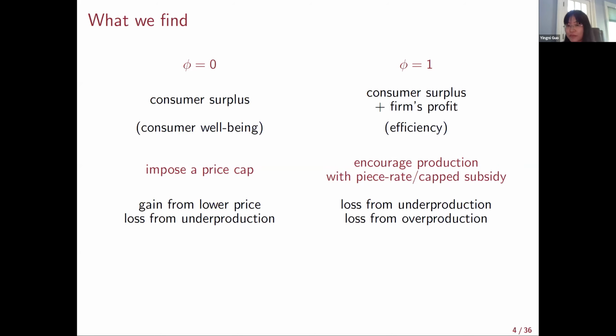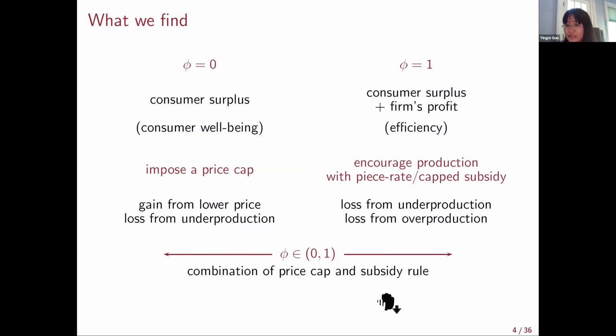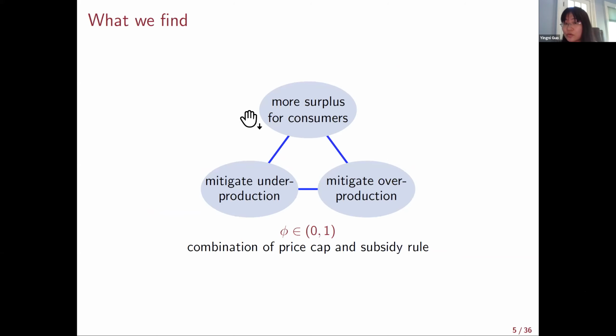Now, for everything in between, the optimal policy is a combination of the price cap, the piece rate subsidy, and a cap on the total subsidy the regulator is willing to offer. So this optimal policy would balance three objectives of our regulator. He wants to deliver more surplus to the consumers. That's the first objective. He wants to mitigate underproduction, which is intrinsic in a monopoly problem. He also wants to mitigate potential overproduction from the monopoly. So this is a very quick overview of our result.